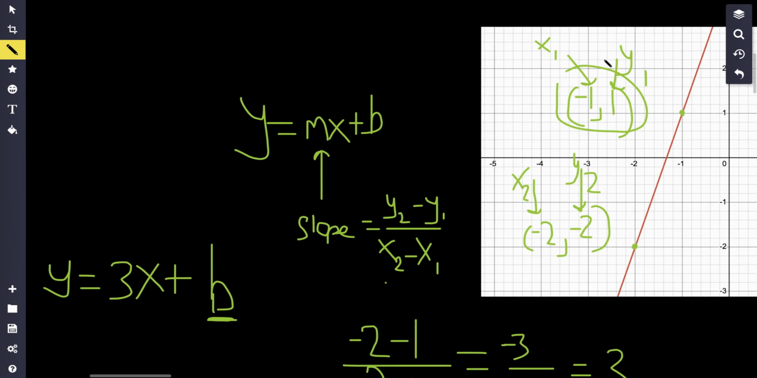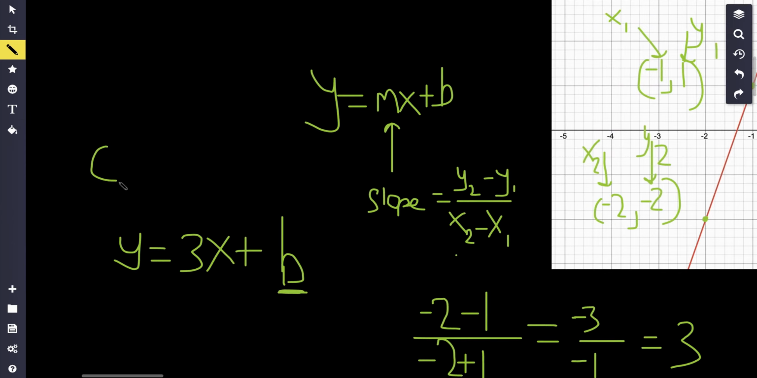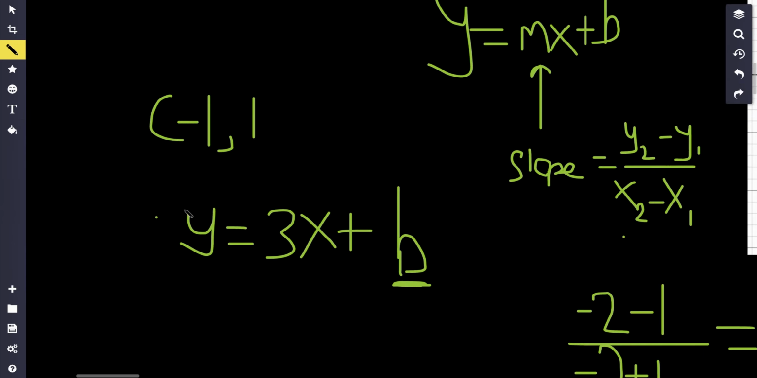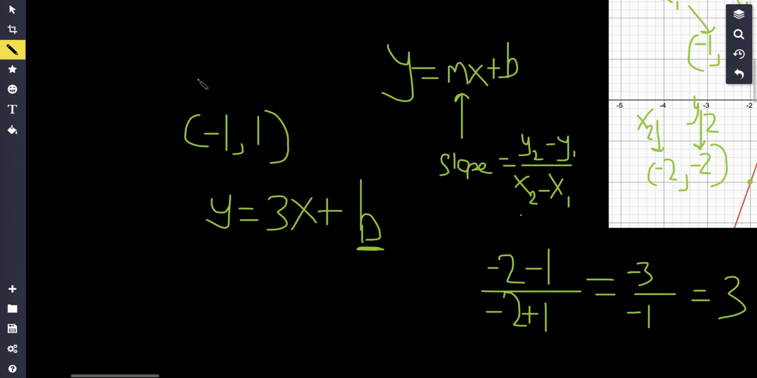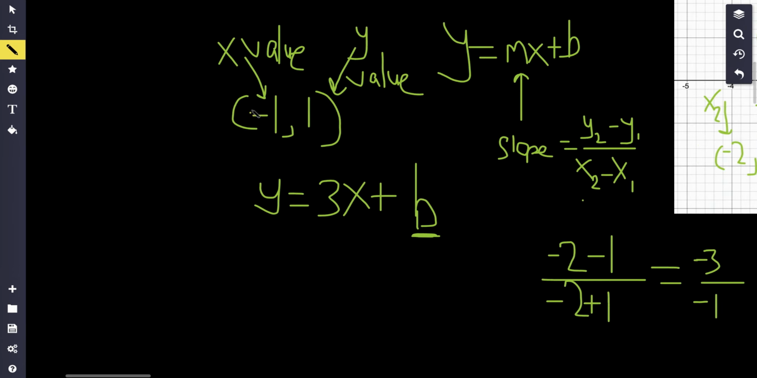So let's take this point, for example. This point is a point on the line, right? This is negative 1, comma 1. We know that when we input negative 1 for the x value, we get a 1 for my y value. In other words, when I put in negative 1 for x, I get out a y value of 1, right? I plug in negative 1 here, and I plug in 1 here. I know this has to be true because this is a point that's on the line. So, there we go. Now we can solve for b.